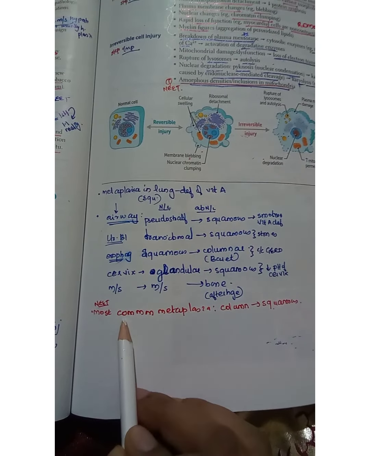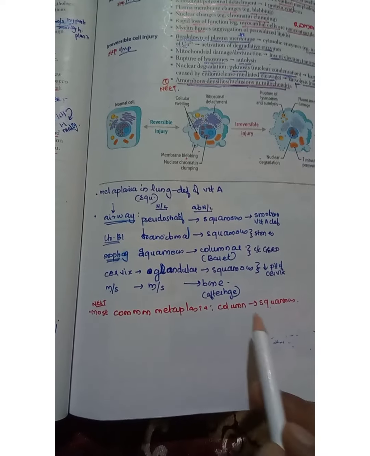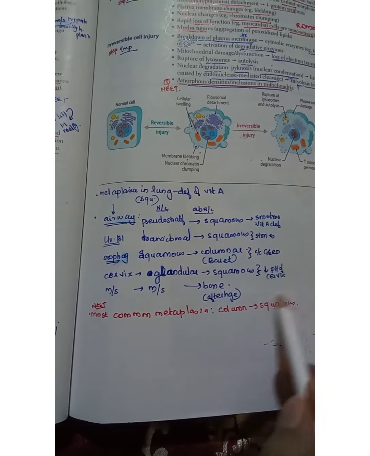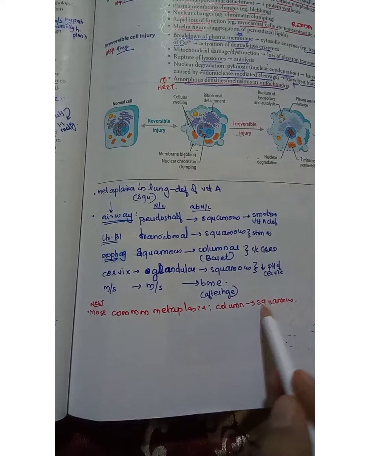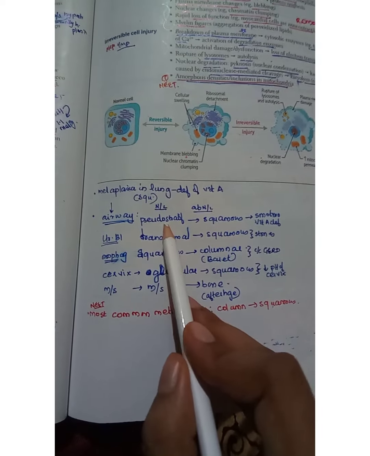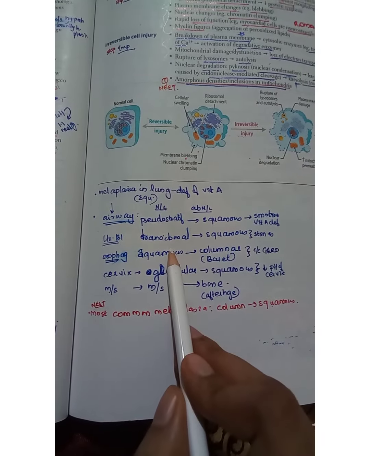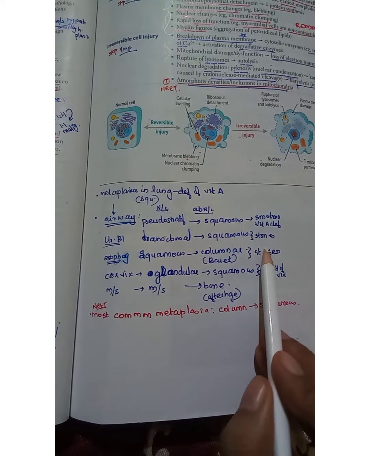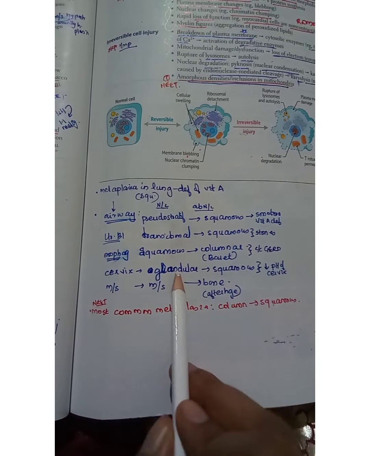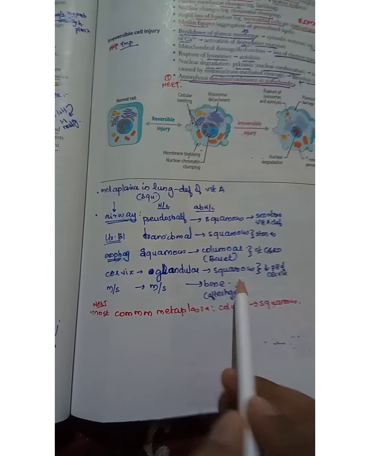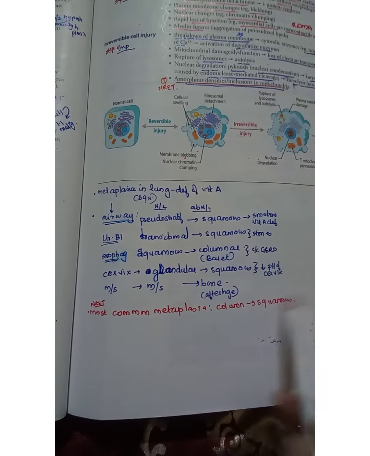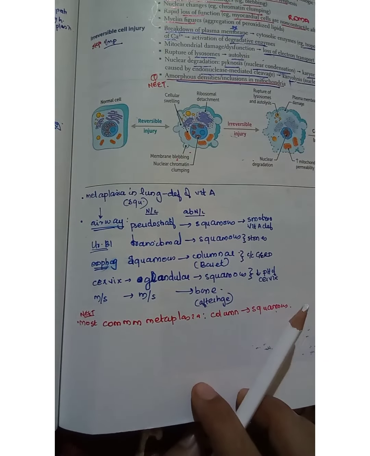In NEET, there was a question: most common metaplasia is columnar to squamous. We know that squamous metaplasia is the most common metaplasia by now. Airway, it was pseudostratified to squamous. Transitional to squamous in the urinary bladder due to urinary bladder stones. Then in the cervix, glandular to squamous again. So squamous metaplasia is the most common kind of metaplasia.